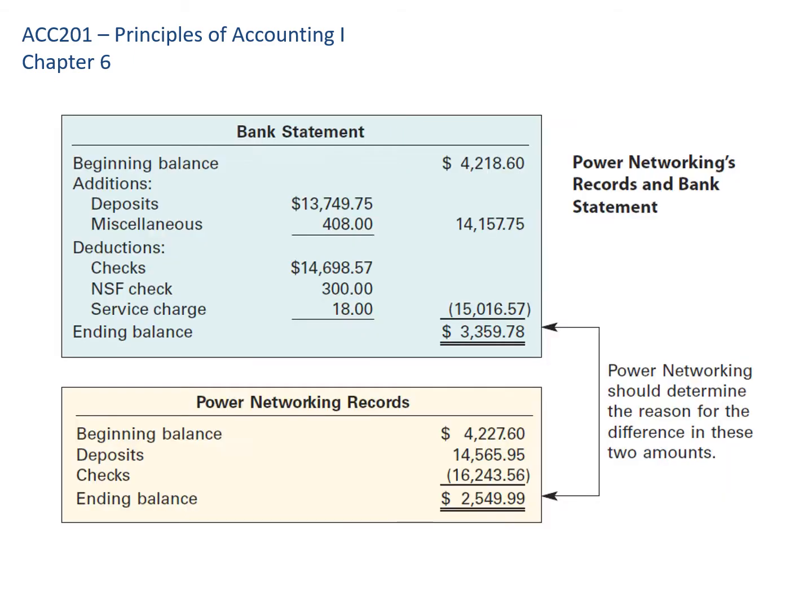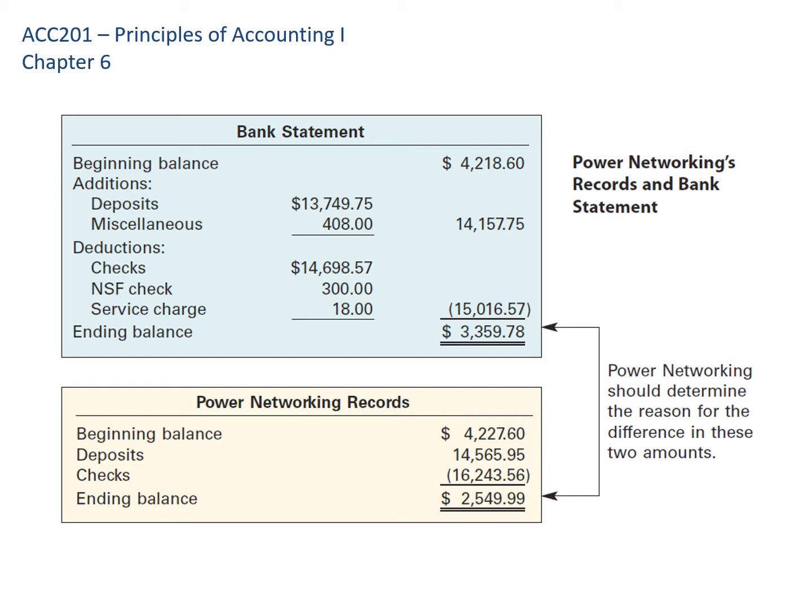So here's an example of a company, and this follows the bank statement that I just showed you, where according to the bank statement, the bank says that we have $3,359.78 in our bank account. That's obviously an important piece of information for our balance sheet. How much cash did we have? When I look at my accounting records, I can see in my financial statements that I've got a beginning balance of $42,276.0. I've made deposits. I've written checks. I have an ending balance of $25,49.99.